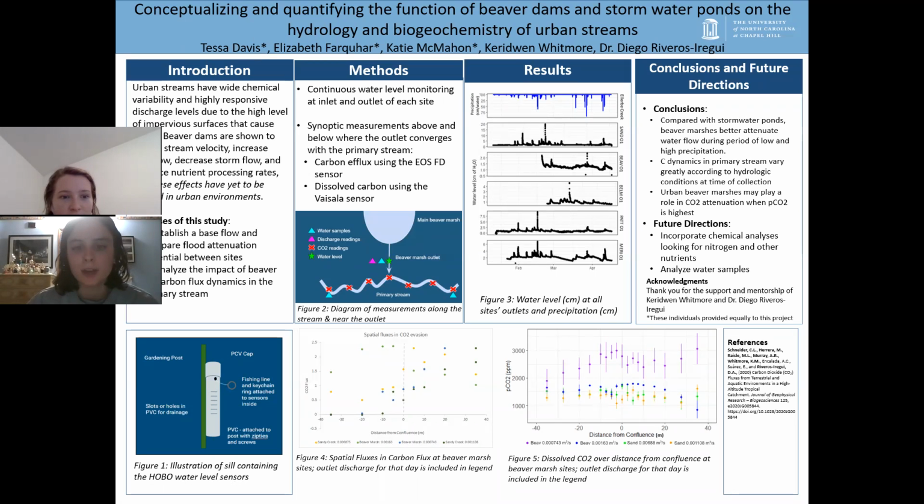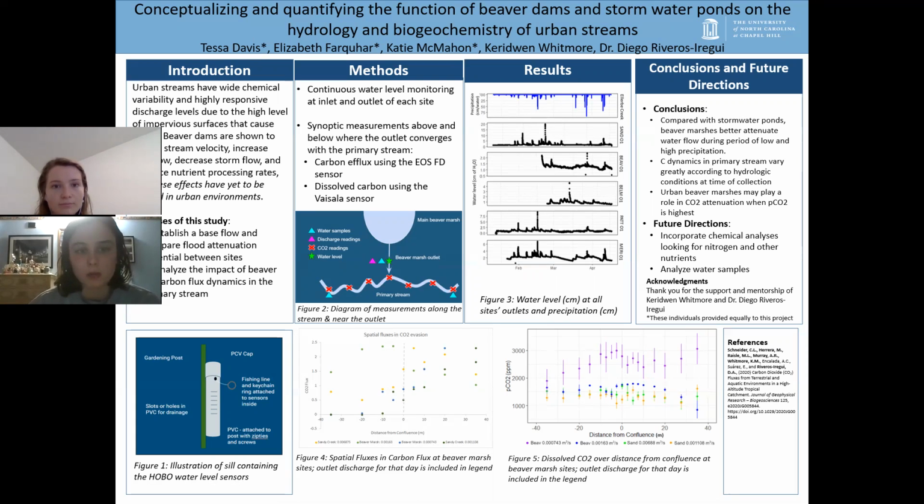So in urban environments, the high level of impervious surfaces causes water to flow quickly across surfaces, pick up nutrients from a variety of sources, and deposit them directly into streams rather than properly infiltrate into groundwater. As a result, urban streams are characterized by wide chemical variability, and their discharge levels are highly responsive to storm events. Beaver dams reduce stream velocity, increase base flow, decrease storm flows, and enhance nutrient processing rates.